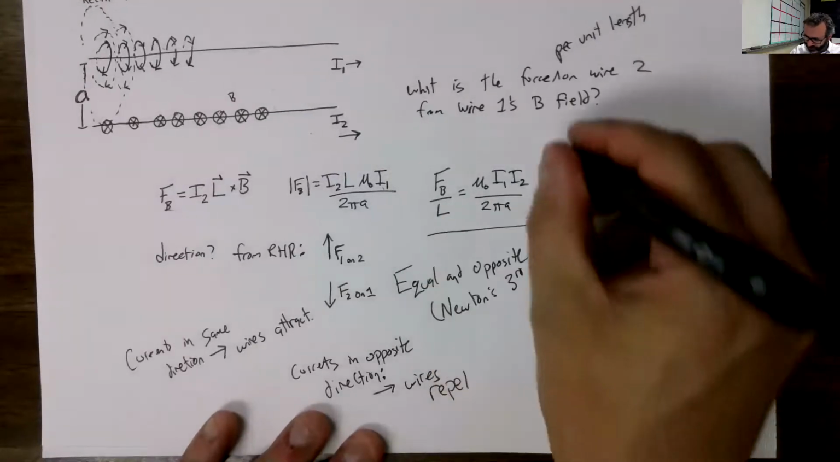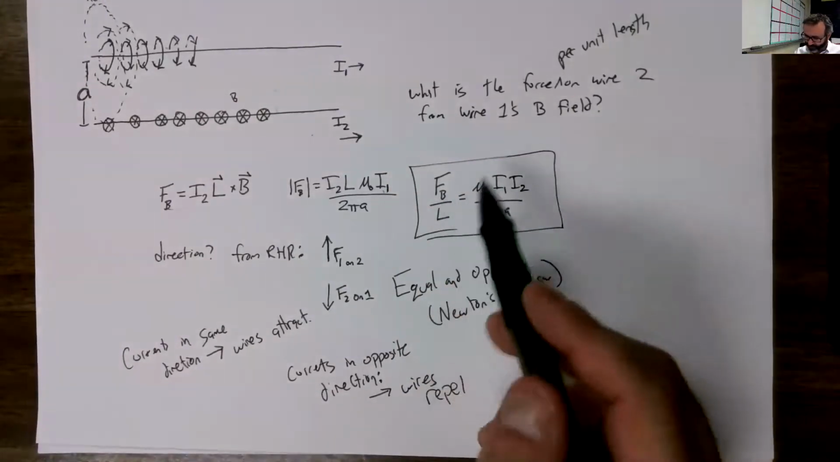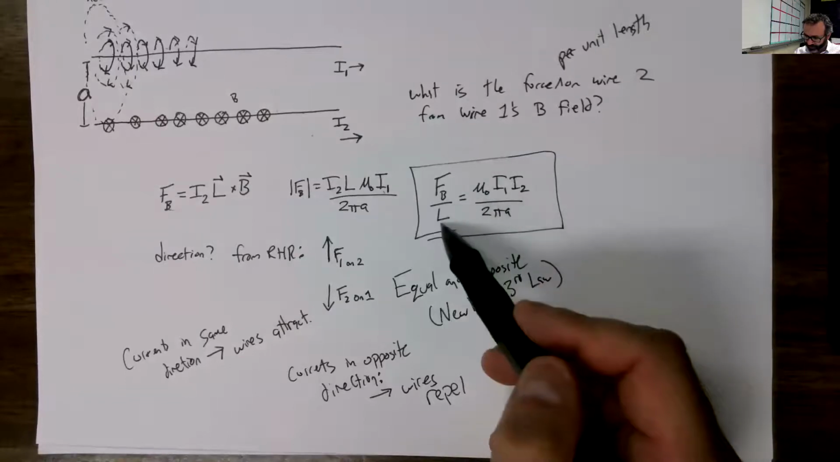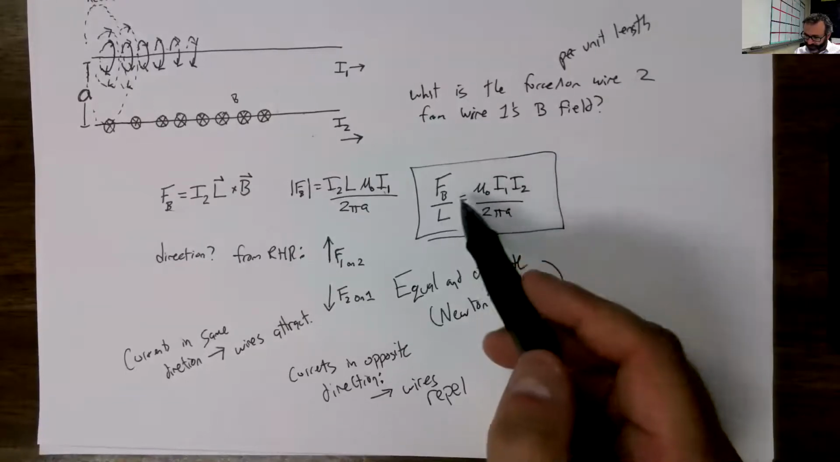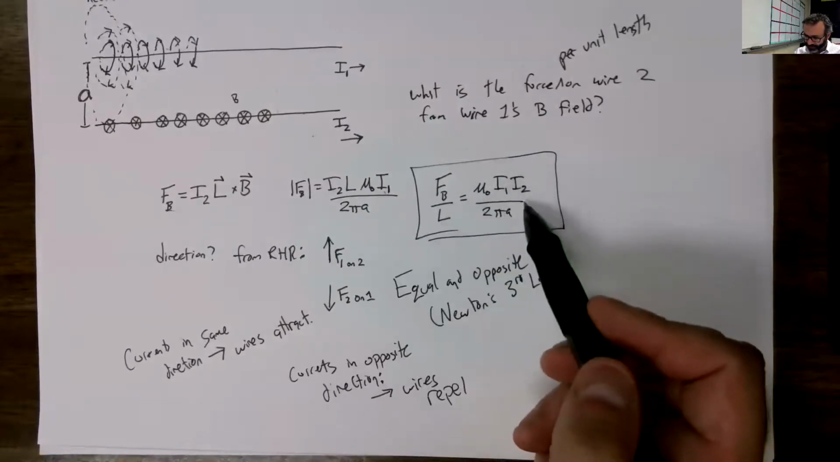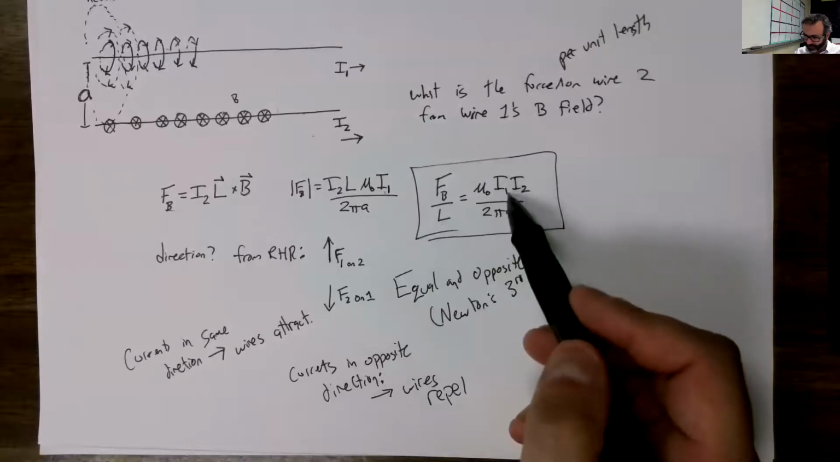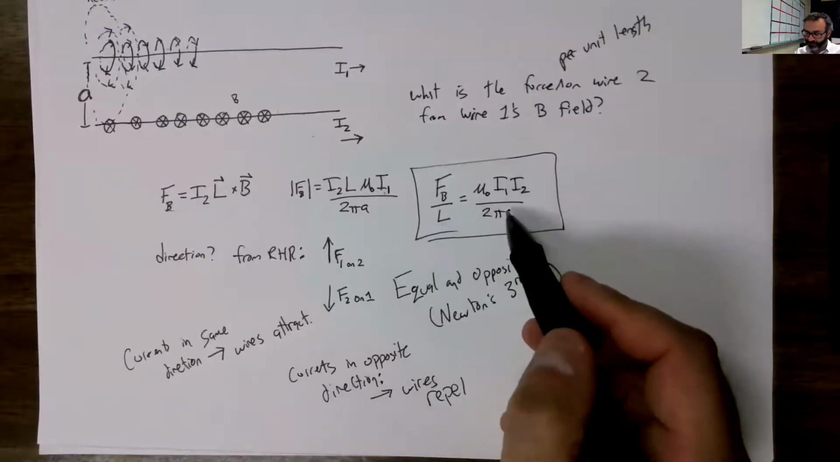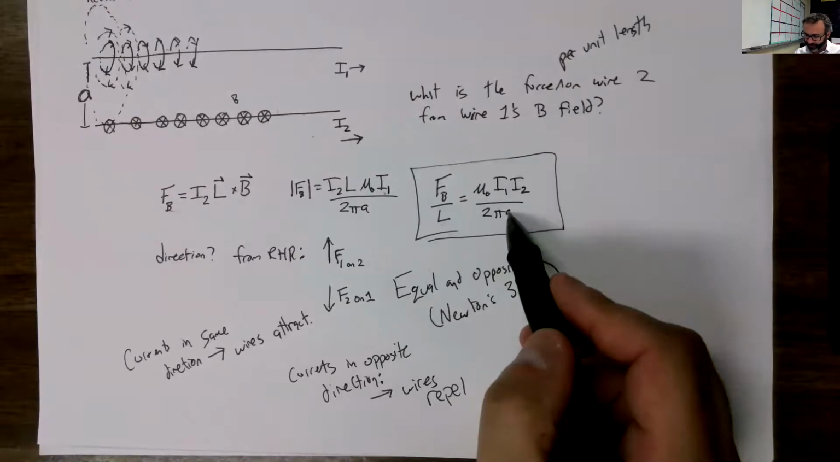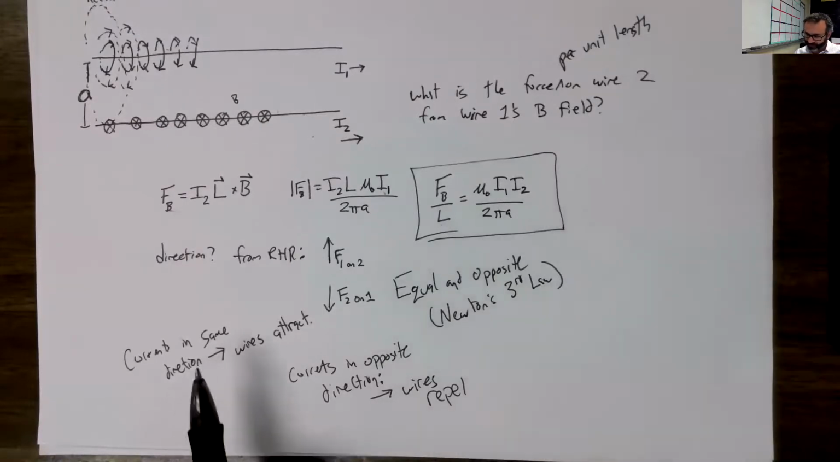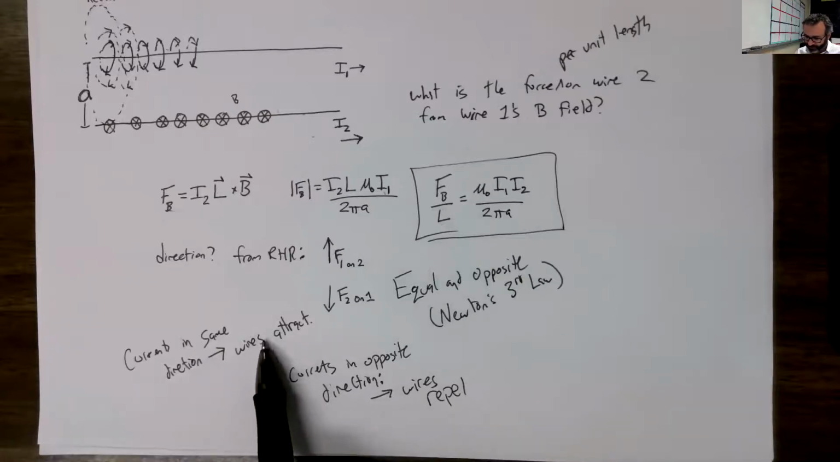So let me put a box around this. That's kind of the big result. The magnitude of the force per length of 2 wires that are both carrying a current is proportional to both of the currents and inversely proportional to how far apart they are. And we also saw that if the 2 currents are flowing in the same direction, the force is attractive, the wires are pulled towards each other. If the currents are in opposite directions, then the wires are going to repel.